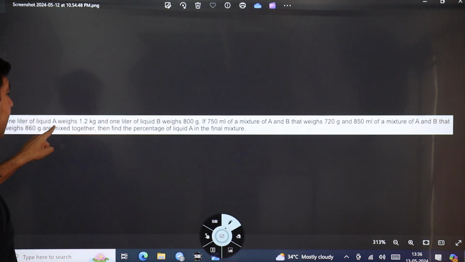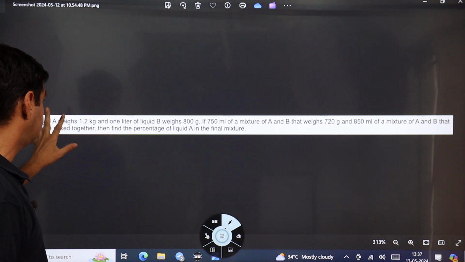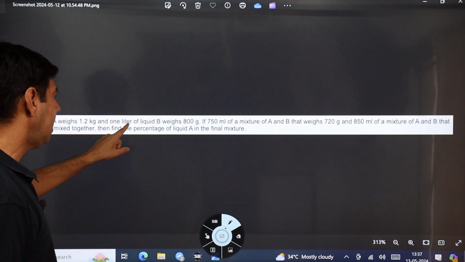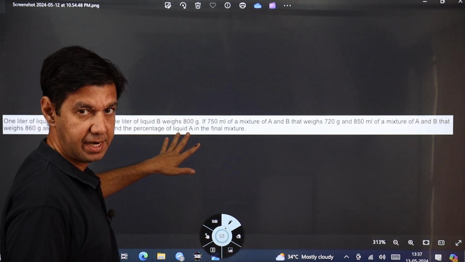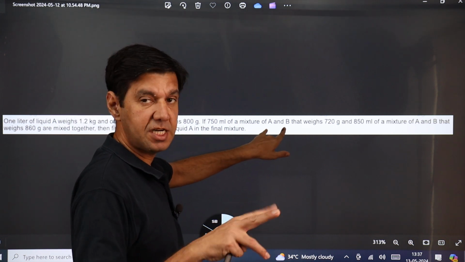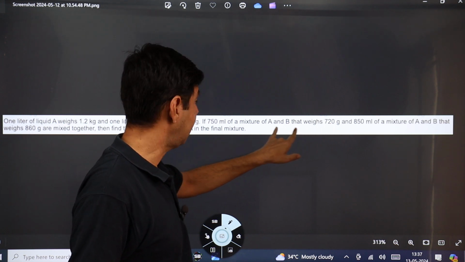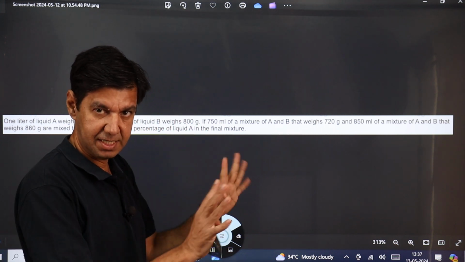1 liter of liquid A weighs 1.2 kg. So that's just liquid A. 1 liter of liquid B weighs 800 grams. A 750 ml mixture of A and B weighs 720 grams. So there's a mixture of A and B, that is understood.